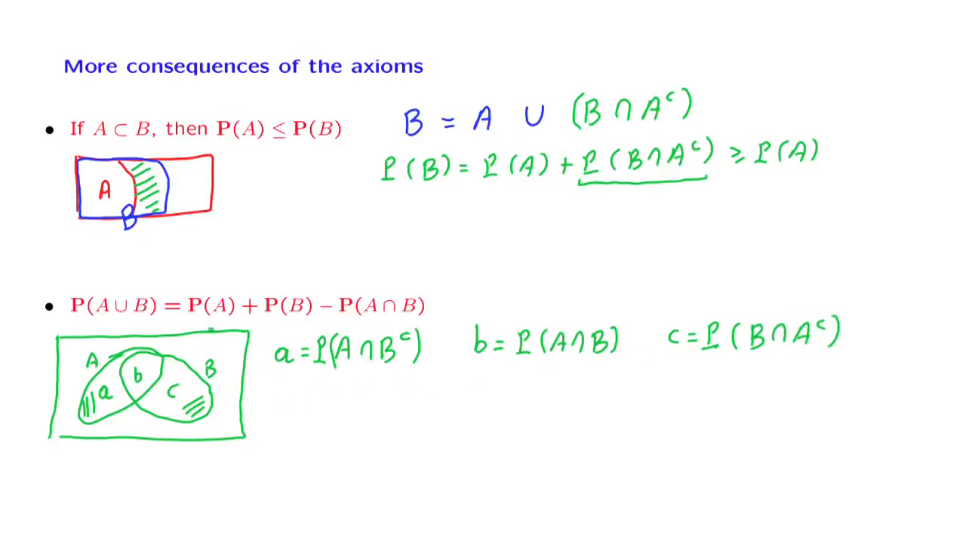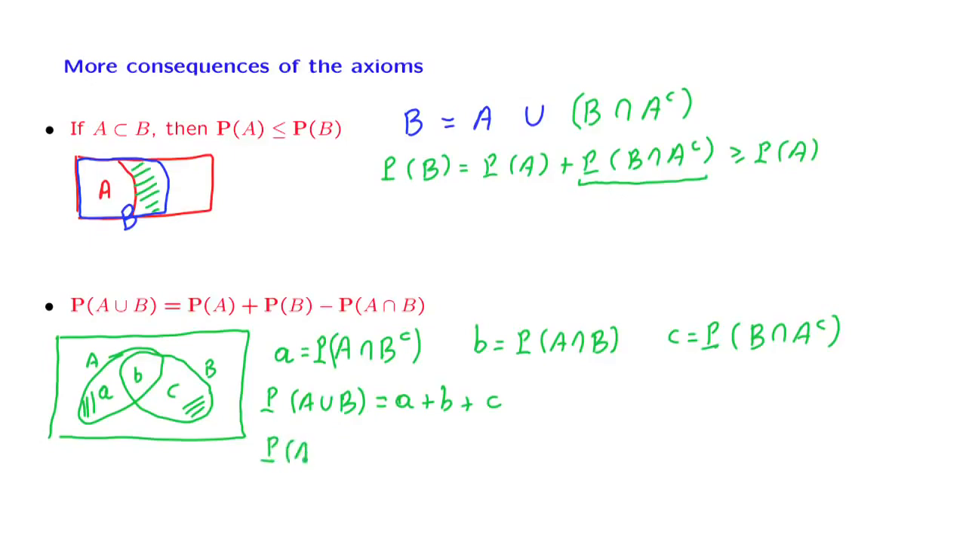Now let's express the two sides of this equality here in terms of little a, little b, and little c, and see whether we get the same thing. So the probability of A union B. A union B consists of these three pieces that have probabilities little a, little b, and little c, respectively. And by the additivity axiom, the probability of the union of A and B is the sum of the probabilities of these three pieces.